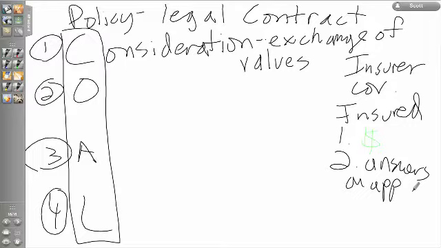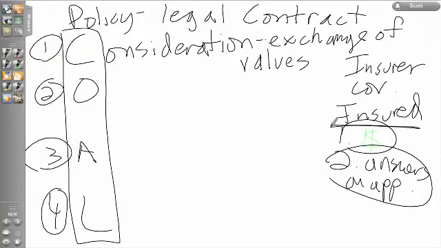And a representation is defined as the truth to the best of your knowledge. So the exchange of values here is the premium plus answers on the insured's behalf and the promise to provide coverage on the insurer's behalf. Is the consideration equal? Generally not, but it's not required to be. It just has to be present. So an exchange of values has to be present.